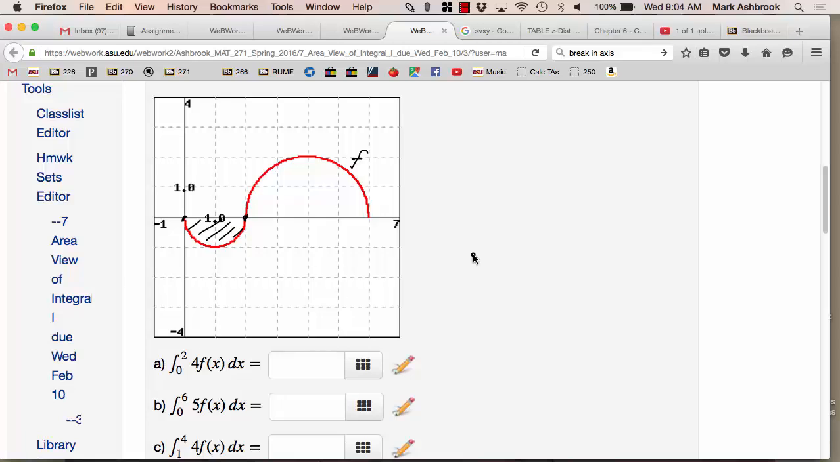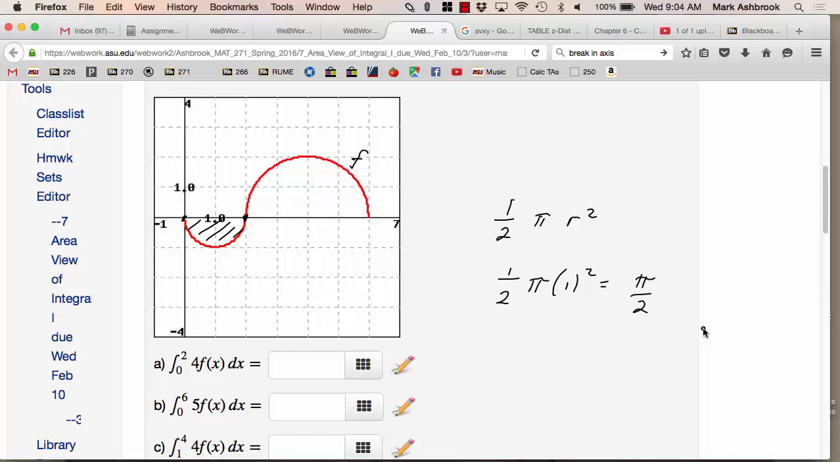Okay? And so from 0 to 2, what is that area? That area is 1/2 of a circle, so 1/2 of pi r squared. And what is the radius? 1. So that area right there is pi over 2. So the integral from 0 to 2 of f will be not pi over 2, but negative pi over 2.